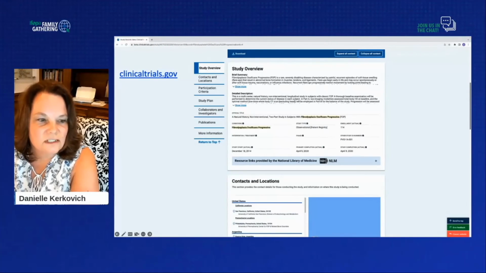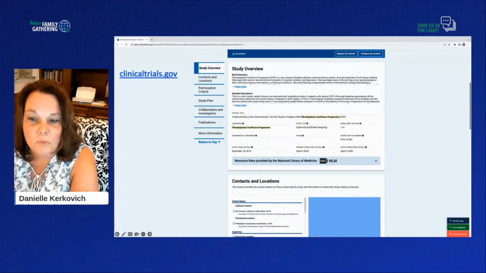For clinicaltrials.gov, when you click on a particular study, you'll be able to learn more by reviewing the study overview, who to contact by phone or email to learn more, enroll, or both. Contact information is always listed if a trial is enrolling.